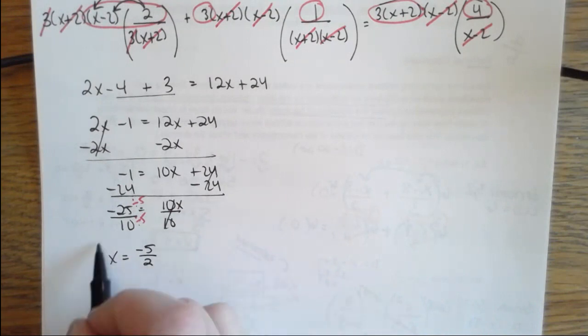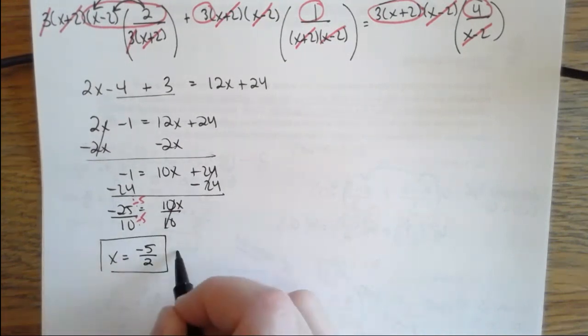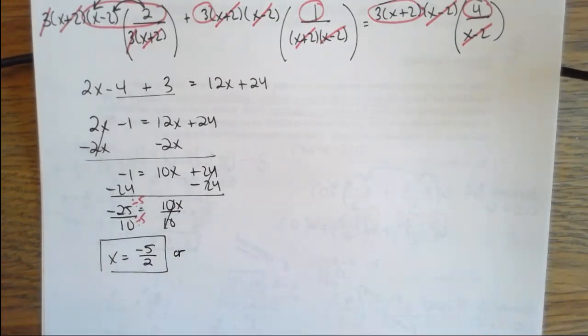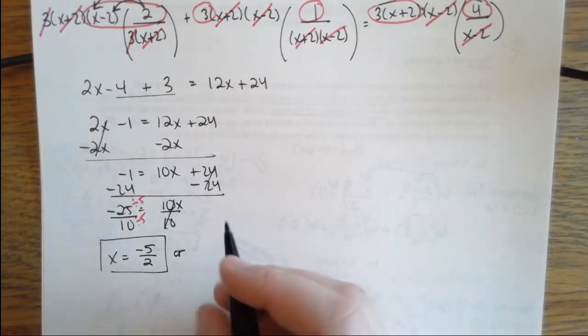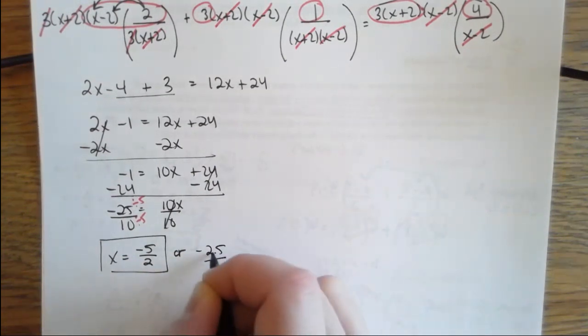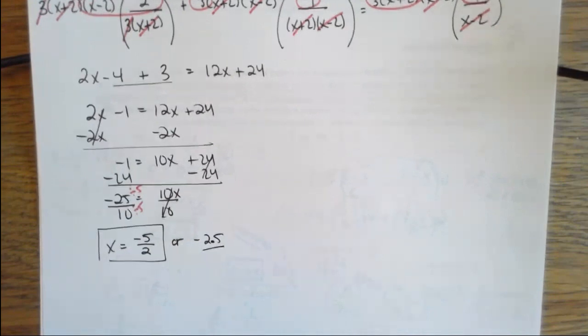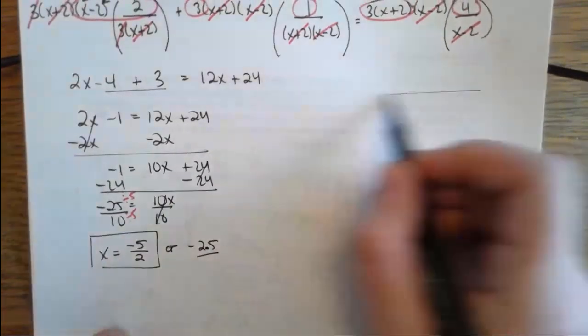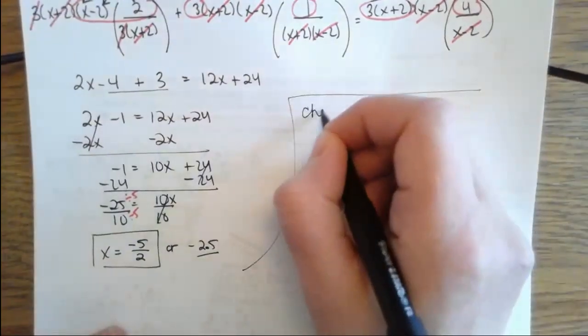Now, negative 5 over 2 is perfectly fine here. You could change this to the decimal in this case if you wanted to, because it does come out even. It comes out as negative 2.5, depending on which format you want your final answer in. Now, unfortunately, you are not done. You do have to do a check here.